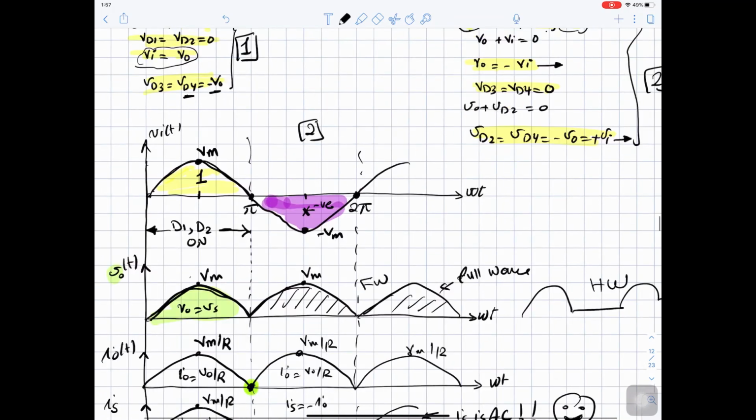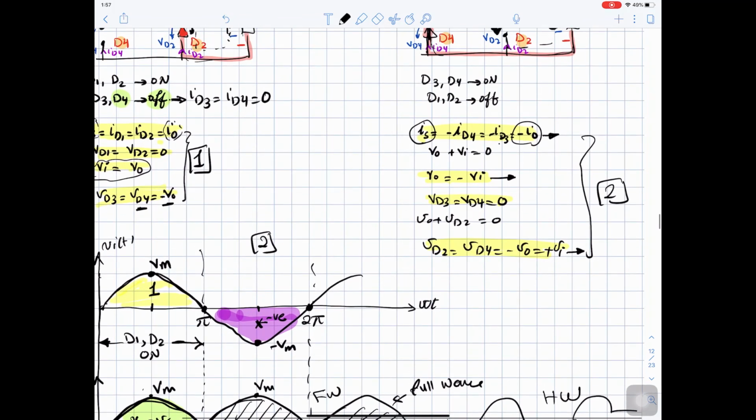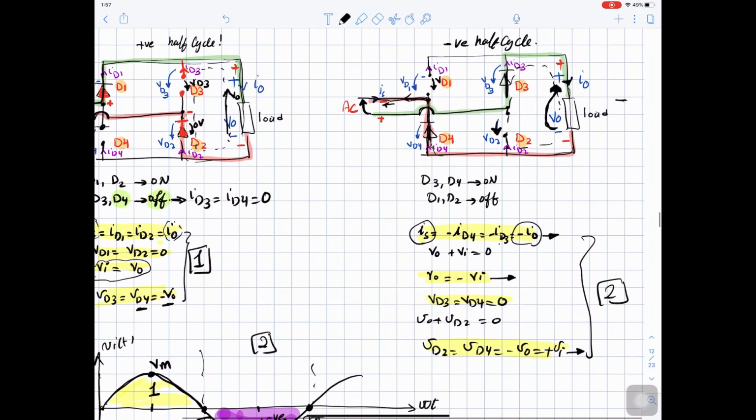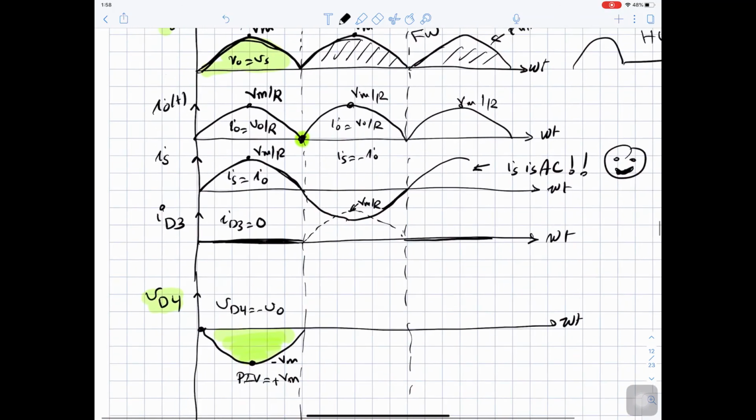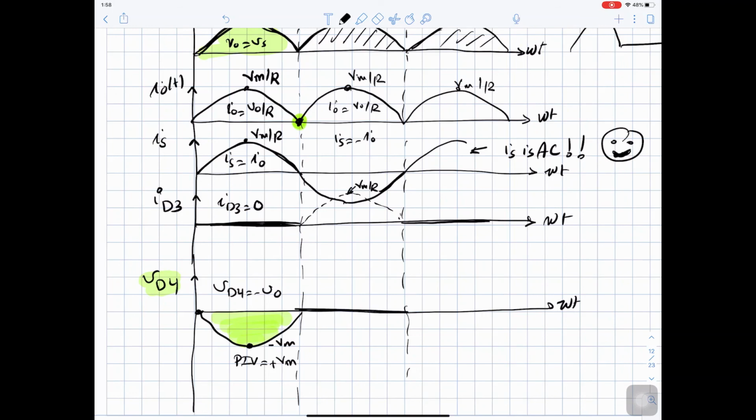And to sketch V diode 4 during this time here, V diode 4, so this is not correct. So this is V diode 1. So these two voltages are equal, V diode 1 and 4. So during this time, diode 3 and diode 4 are on. So V diode 4 is 0, because diode 4 is on. So here, V diode 4 will be 0.